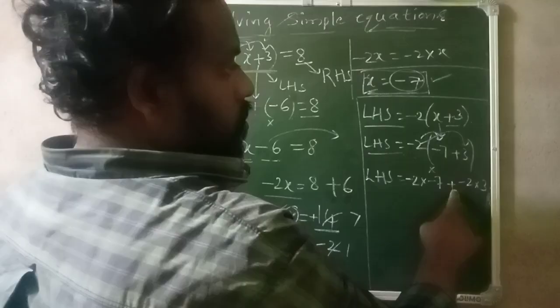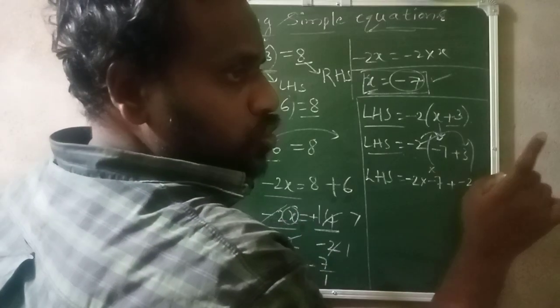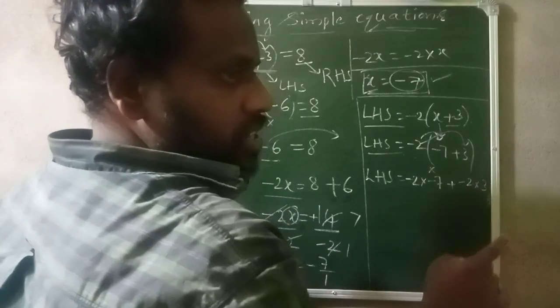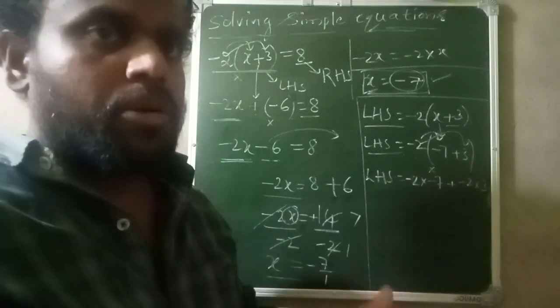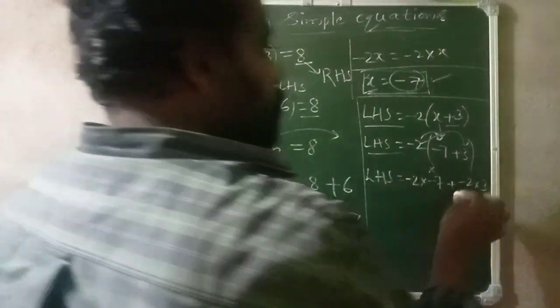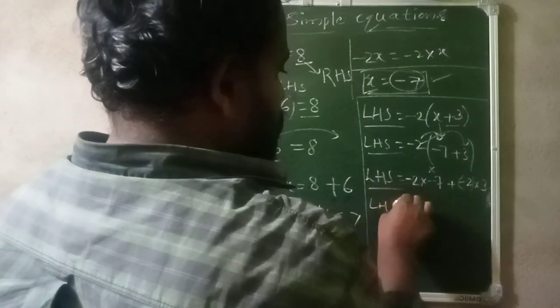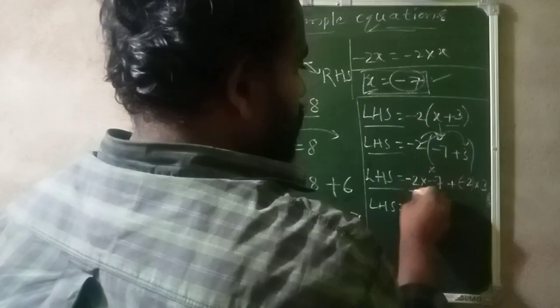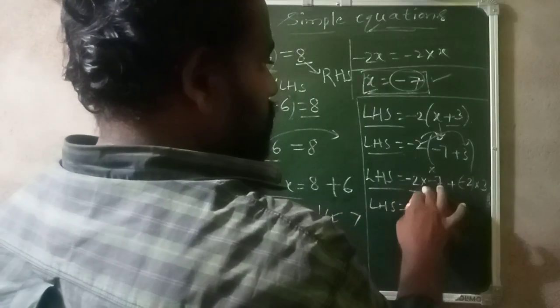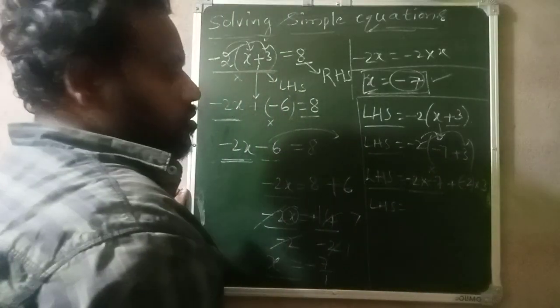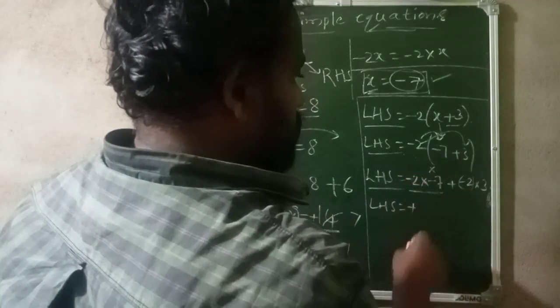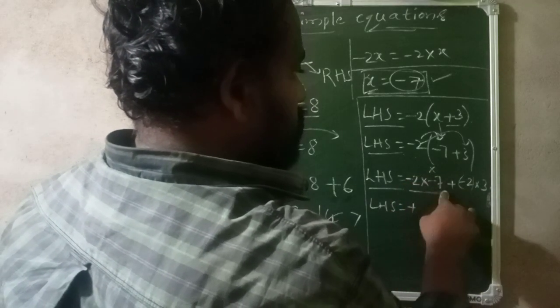Plus and minus signs should not be one beside the other. Two signs should not be one beside the other. So I will put a bracket for minus 2. Next step for LHS is equal to, we have to multiply these two, minus 2 and 7, because multiplication is there. So first multiply the signs. Minus into minus is plus, 2 into 7. 2 sevens are 14.